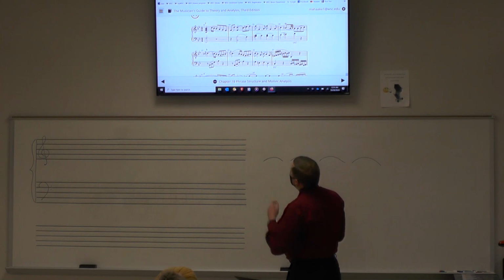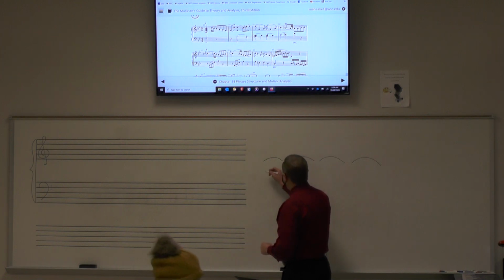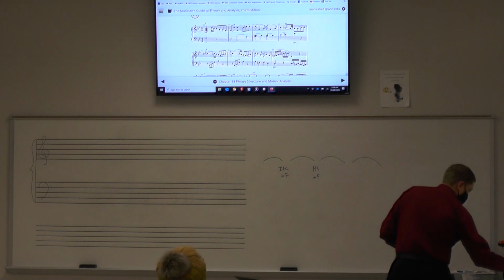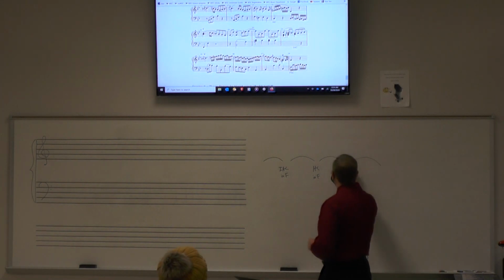This is in, by the way, even though the key signature is two flats, this comes from the middle of a piece, and this is in the key of F. So I'm going to put the cadence types down in here. IAC and F, HC and F. What are the other ones that we have? IAC and PAC and F.